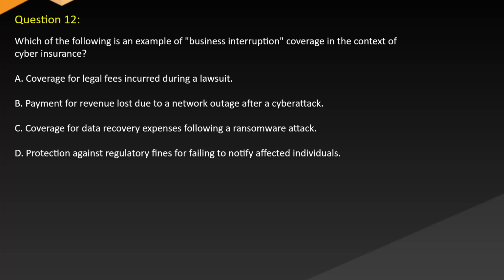Question 12. Which of the following is an example of a business interruption coverage in the context of cyber insurance? A. Coverage for legal fees incurred during a lawsuit. B. Payment for revenue lost due to a network outage after a cyber attack. C. Coverage for data recovery expenses following a ransomware attack. D. Protection against regulatory fines for failing to notify affected individuals.